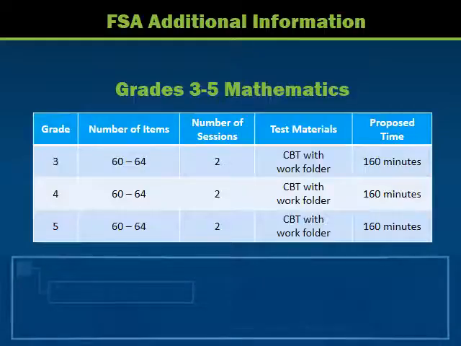This table lists the number of items, number of sessions, type of test, and duration of tests for grades 3 through 5 in 2016, 2017, and beyond. The number of items is similar to the FCAT 2.0. However, students have been given 20 additional minutes of testing time.